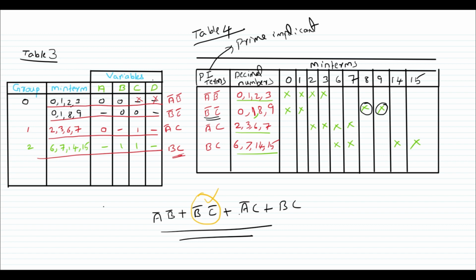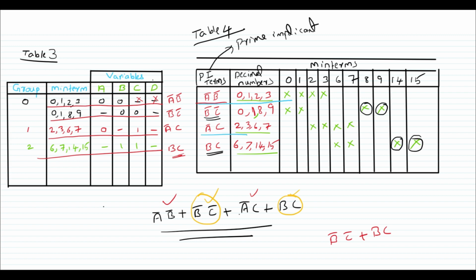And similarly, you check next one, 14 and 15. 14 is available only in one prime implicant, and 15 is also only available in one prime implicant, that is in BC. So this BC is also not avoidable. So in our final answer, we need both B bar, C bar and BC. So what about this A bar, B bar or AC?